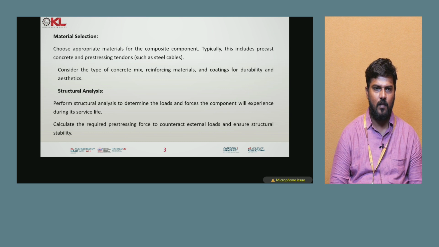Next one is about the material selection. Choose appropriate materials for the composite component. Typically this includes precast concrete and pre-stressing tendons such as steel cables, considering the type of concrete mix, reinforcing materials and coatings for durability and aesthetics.